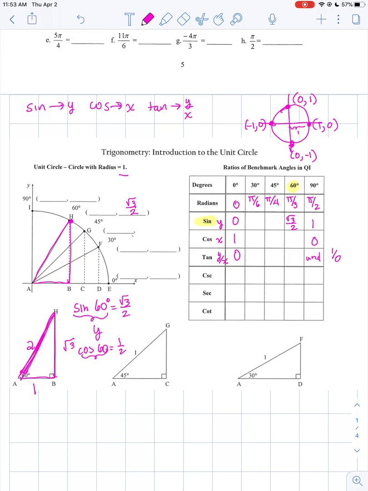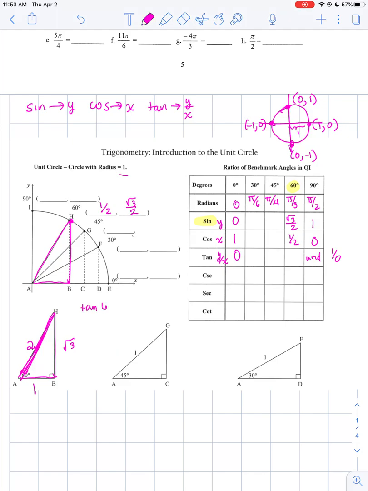And cosine is associated with x. So we go to the x-coordinate, fill out 1/2, go to the x cosine of 60 on the table, fill out 1/2. And then I'm going to erase this and then talk to you guys about tangent.